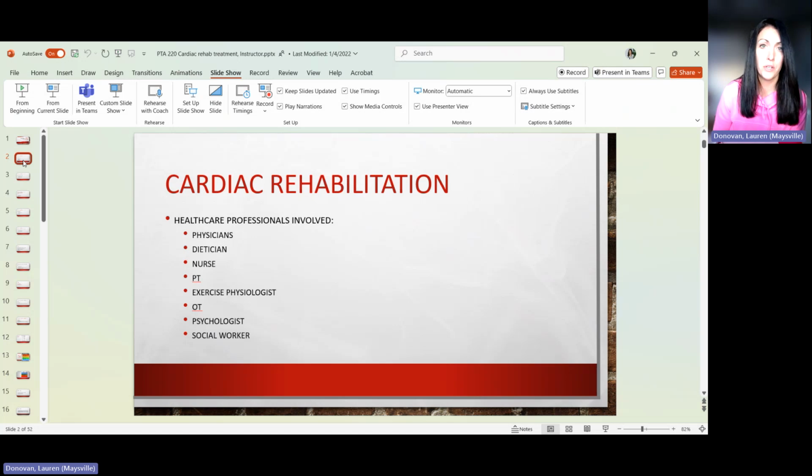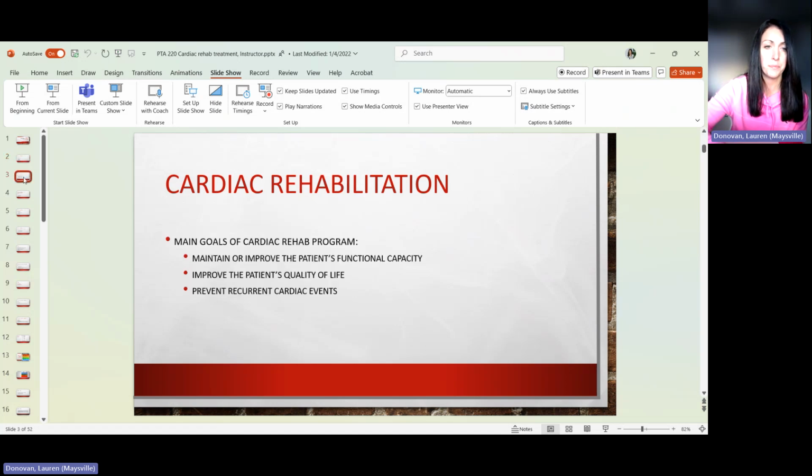A nurse, or nurses, are also involved, a physical therapist, exercise physiologists. A lot of times you'll see them in the outpatient cardiac rehab setting as well as nursing, and we'll talk more about what that looks like. Occupational therapists, psychologists, and social workers. So there are several different people involved throughout the whole course of treatment, really. Now, the main goals for cardiac rehab are to maintain or improve the patient's functional capacity and their quality of life, and to prevent recurrent cardiac events from occurring.